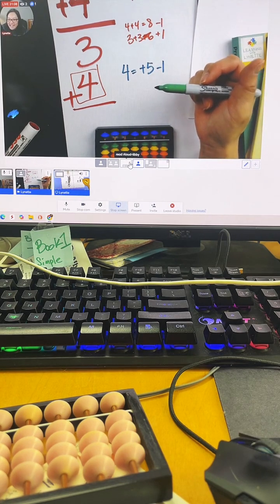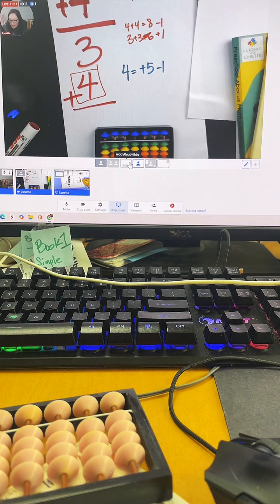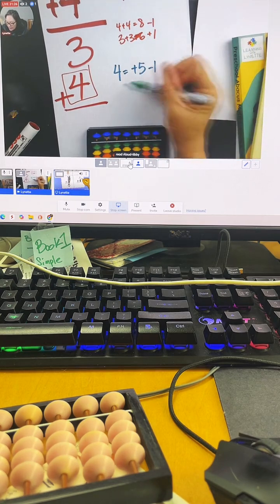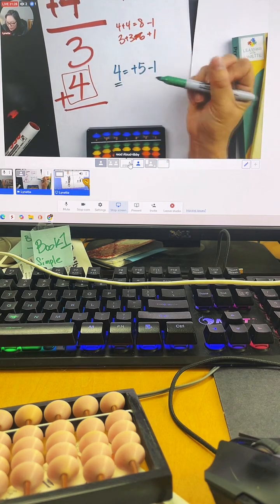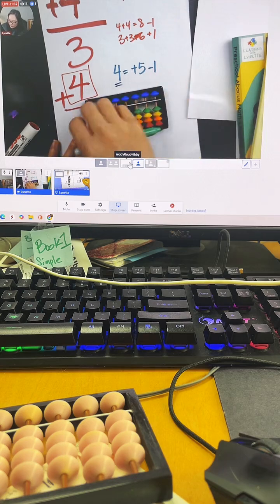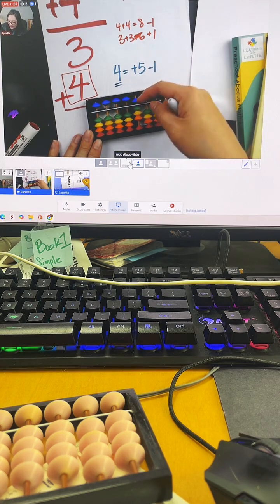You can do that. Or you can learn your other doubles, which is 3 plus 3 is equal to 6, and then you have to add 1, right? These are things that you can remember. Or what you could do is learn your abacus, which is this. We need to remember that if we add the 4, it's equal to plus 5 minus 1. So this is more versatile.